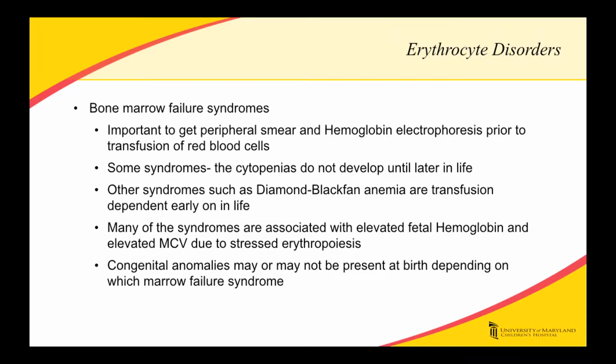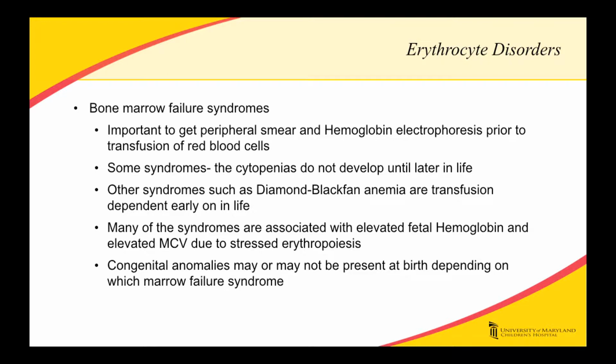Some syndromes, the cytopenias don't develop until later in life. Other syndromes, like I said, like Diamond-Blackfan, can be transfusion dependent very early on. Many of the syndromes are associated with an elevated fetal hemoglobin, higher than you would expect, and elevated MCV due to stressed erythropoiesis, and newborns actually have a higher than normal MCV anyway. So we have a chart that we go by the age and the day of what we're looking at, and then eventually that MCV goes down a little bit as they get older, usually by about a year of age.